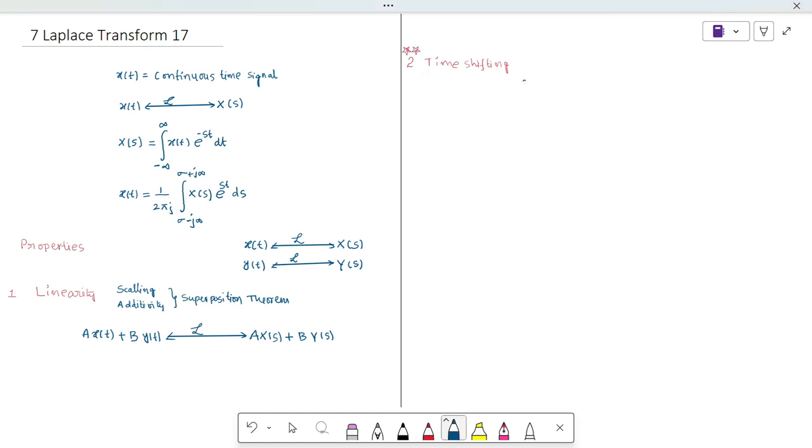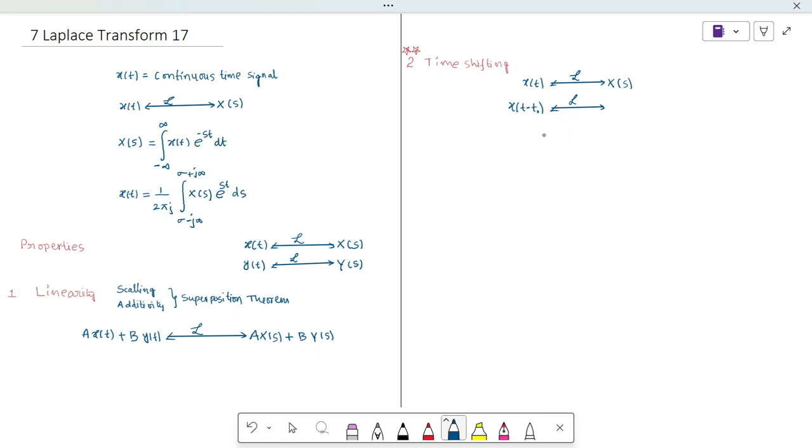So x of t, its Laplace transform is x of s. Then time shifting: x of t minus t naught is a delayed signal of x of t by t naught units. Then what is the Laplace transform? This is the question.